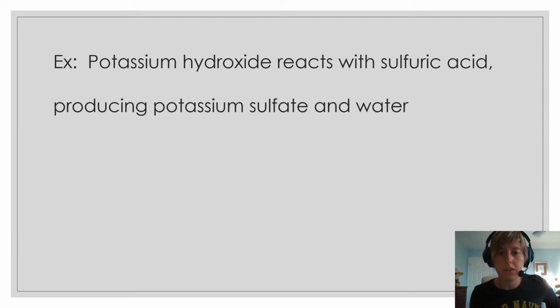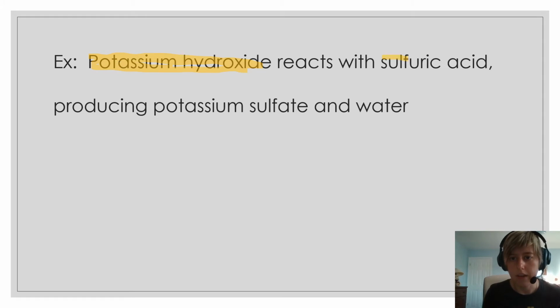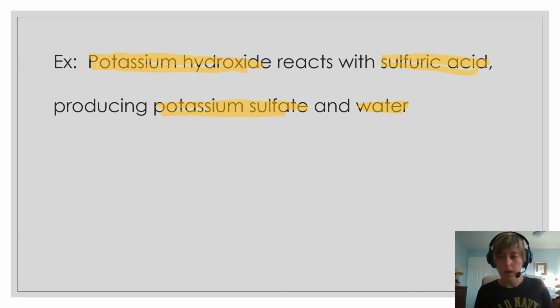So if we look at our first example, we have the following. Potassium hydroxide reacts with sulfuric acid, producing potassium sulfate and water. So whenever you're looking at a word equation, you tend to want to highlight some keywords. The first thing that we're going to do is highlight all of our chemical names. So we have potassium hydroxide, which we're going to highlight in one color. We have sulfuric acid. We have potassium sulfate, and we have water.